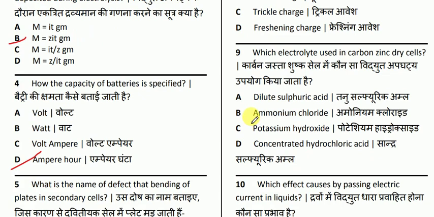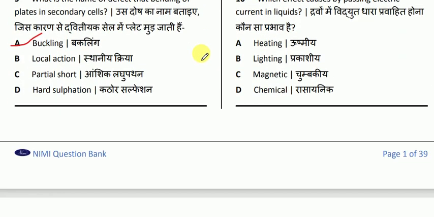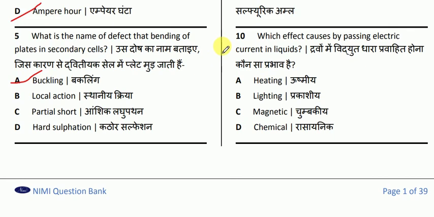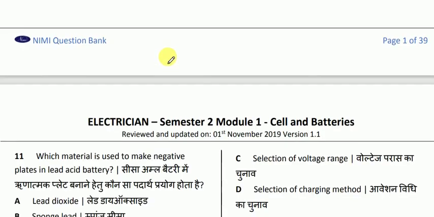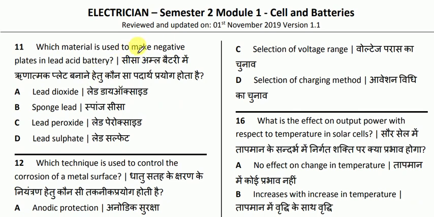Okay, coming to the ninth question, which electrolyte is used in a carbon zinc dry cell? That is option B, meaning ammonium chloride. Coming to the 10th question, which effect is caused by passing electric current in liquids? That is chemical. Okay. Next, coming to the 11th question, which material is used to make negative plates in a lead acid battery? That is lead oxide. Sorry, 11th question. That is sponge lead.